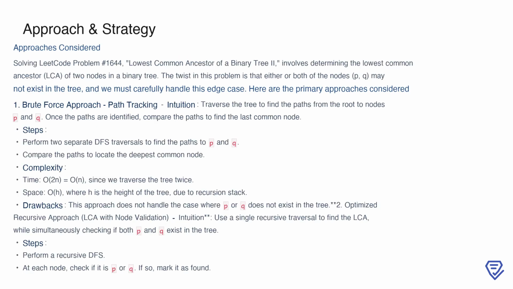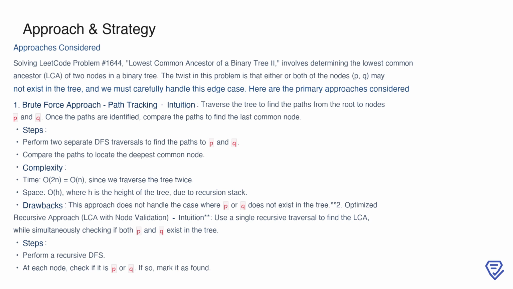To solve the problem of finding the lowest common ancestor, or LCA, of two nodes in a binary tree, we need to address a unique challenge. One or both of the nodes, P and Q, may not exist in the tree. This requires us to carefully validate their presence as part of our solution.